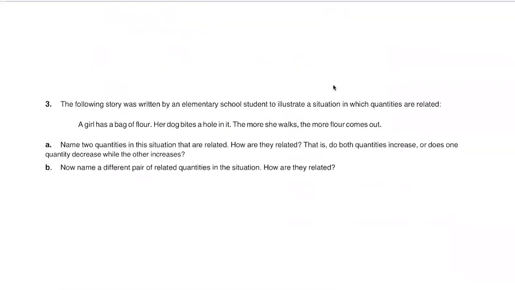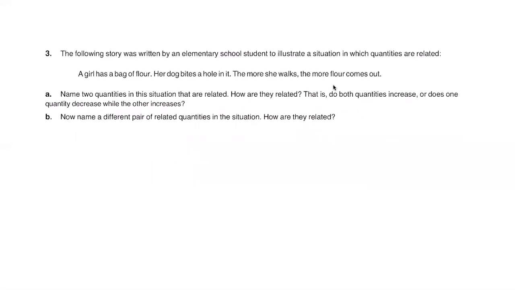All right, last quantity relationship conversation. A girl has a bag of flour. Her dog bites a hole in it. The more she walks, the more flour comes out. Name two quantities in the situation that are related. How are they related? Well, the two quantities I'm thinking of are the amount she walks and the amount of the flour that comes out. How are they related? The more she walks, the more flour comes out. They both increase.